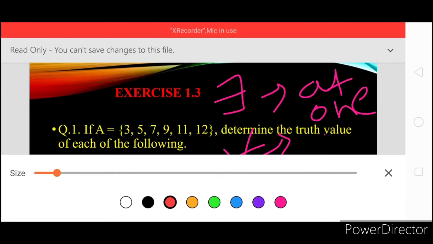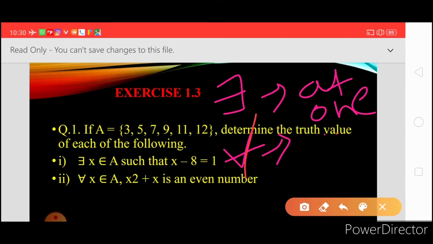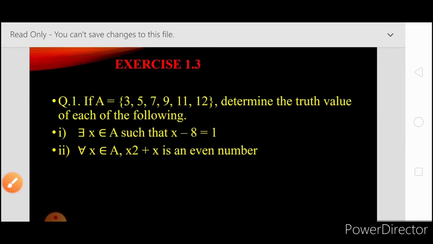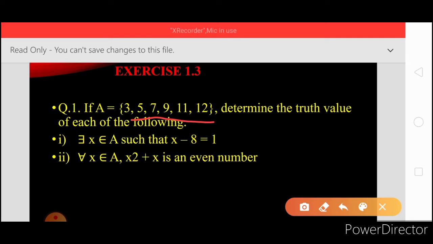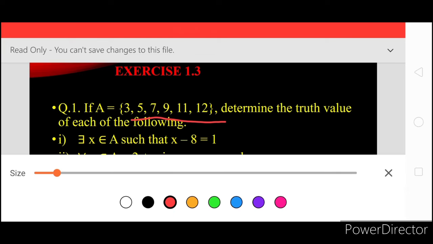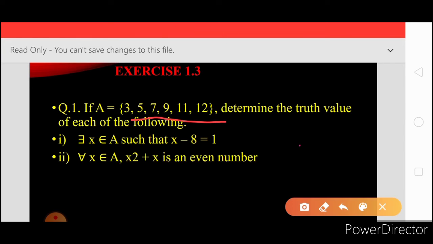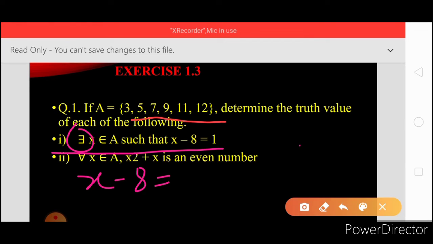Okay friends, here we have question number 1. If A equals {3, 5, 7, 9, 11, 12}, determine the truth value of each of the following statements. Here in question number 1, we have an existential quantifier: there exists x belonging to A such that x minus 8 equals 1. So we want to find only one element in the set A which satisfies this condition.